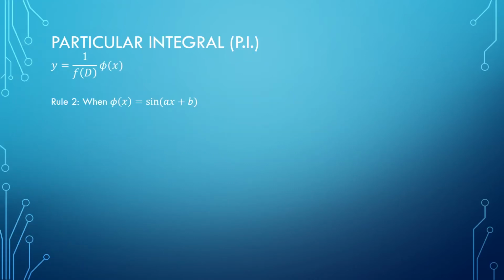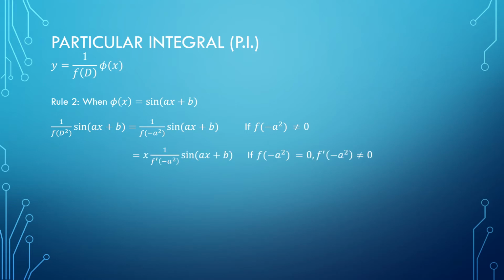When phi x is sine of ax plus b, the rule is described like this. Here also we are having a case of failure like in exponential function we had. Rather than explaining this rule here, I'll be explaining this with an example. It will be easier to understand. So let us go ahead with an example.